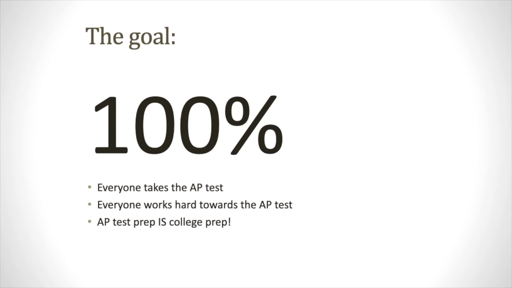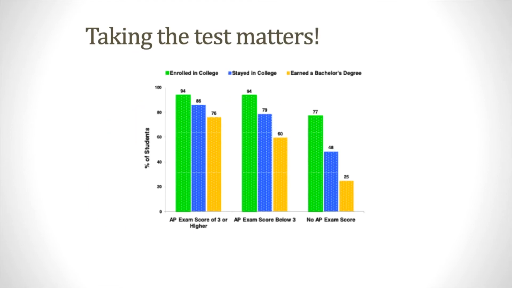So the goal is for 100% of the students to take the test. Everyone takes it. Everyone works hard towards it. The test score ultimately is not important, but AP test prep is college prep. There is very good journaled research that says that students who take an AP class and take the test, meaning they worked towards the test and studied all year, do better at getting into the college of their first choice, staying in college, persisting from year to year, and earning their degree in 4 years. And that will make a big difference in their life for decades to come.